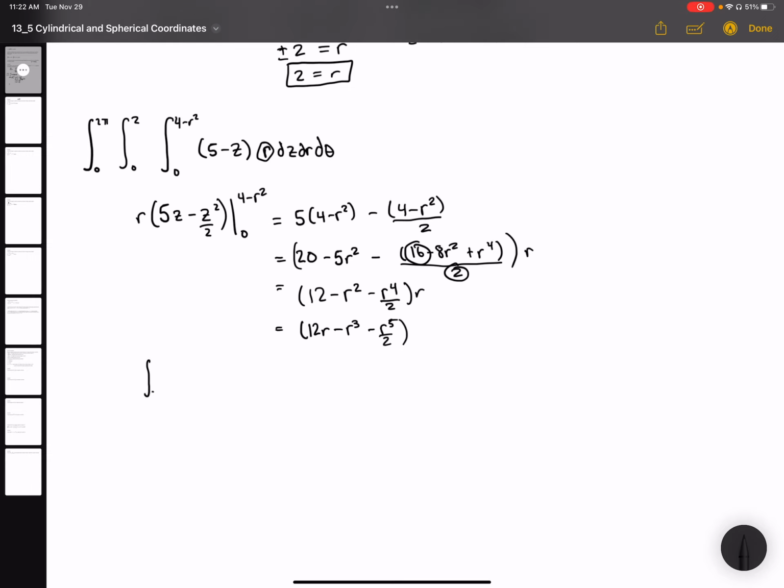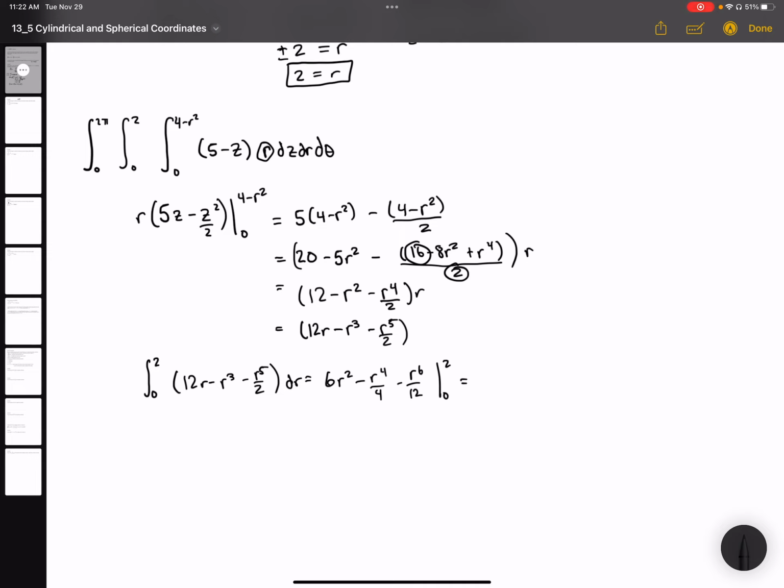So now we have an integral from 0 to 2 of 12r minus r cubed minus r to the fifth divided by 2 dr, which is going to be 6r squared minus r to the fourth over 4 minus r to the sixth divided by 12, evaluated from 0 to 2. Our bottom limit, the zero limit, is going to give us 0 for the entire expression. So again, we only need to worry about the 2.